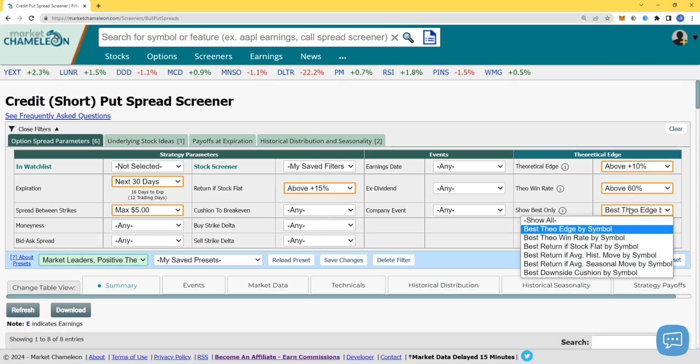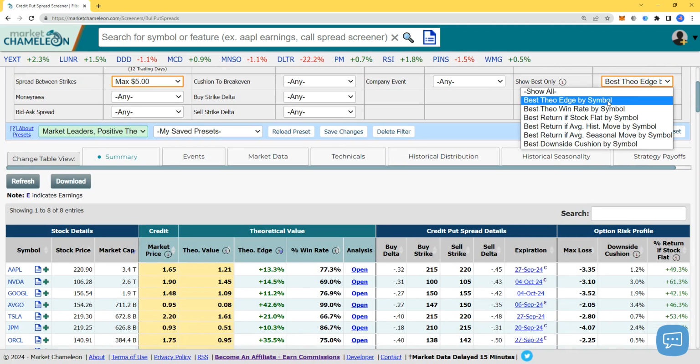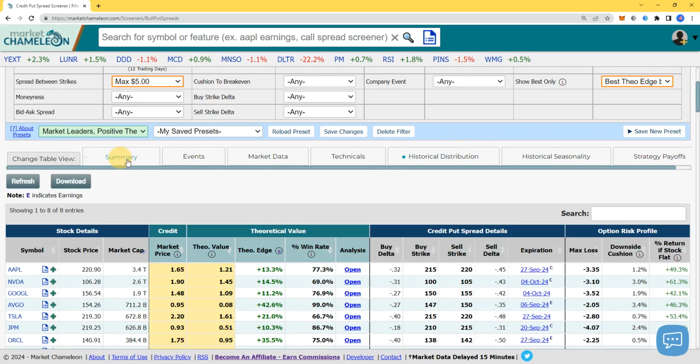Show best by theoretical edge by symbol. That means that they're going to show the theoretical edge. The filter will be the higher the income compared to other options. This is how they're going to filter basically. Let's go again. Best theoretical edge by symbol. It's going to show us. Let's go back to summary.